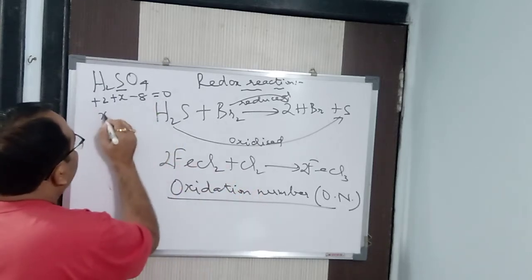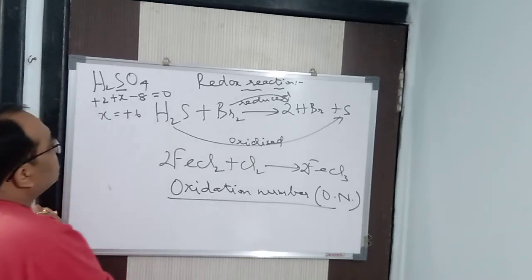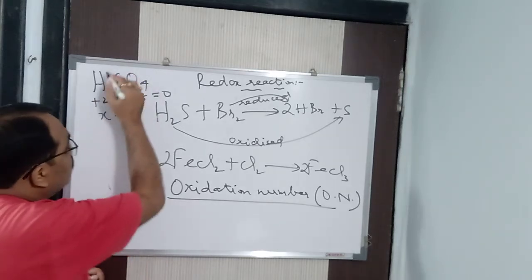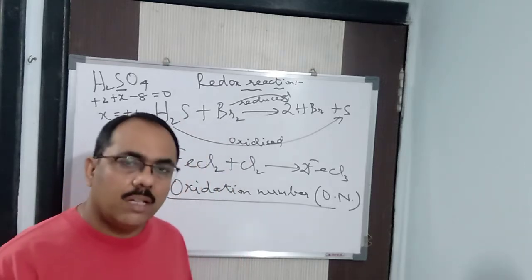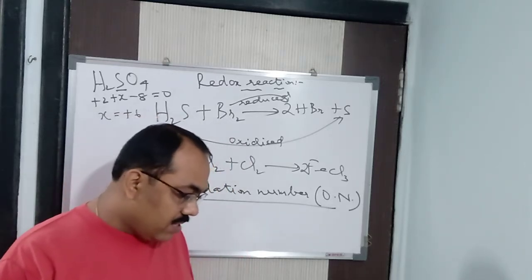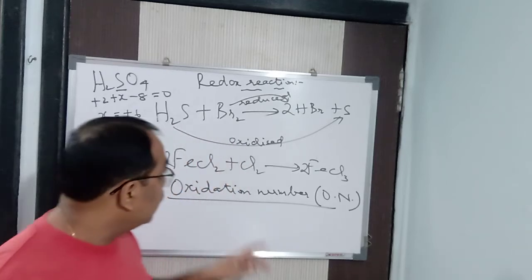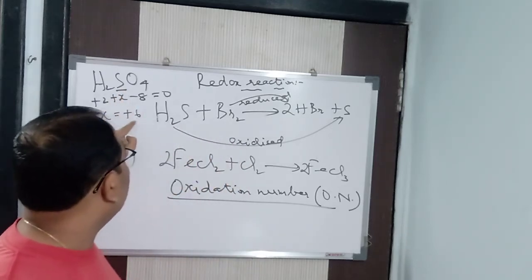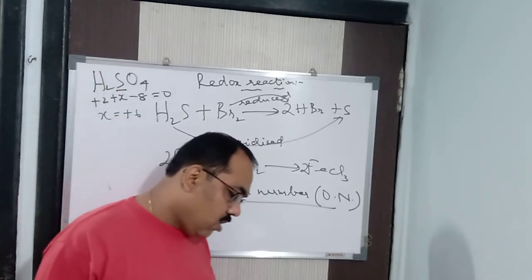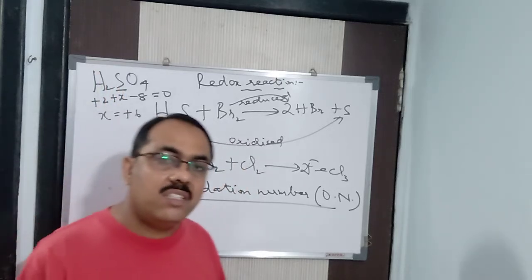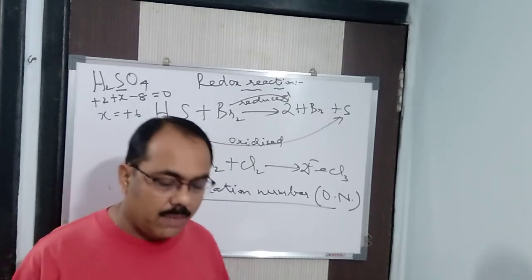So you solve it, X equals, what is that? You will get plus 6. So hence the oxidation number of sulfur is 6. In this way we find oxidation number. It is the charge an atom appears to have when present in the combined state. So sulfur appears to have 6 in this particular compound. We can say the oxidation number is 6. Oxidation number is also called oxidation state.